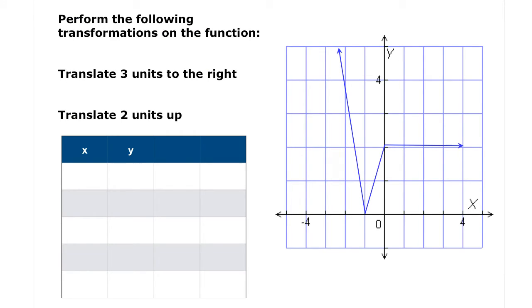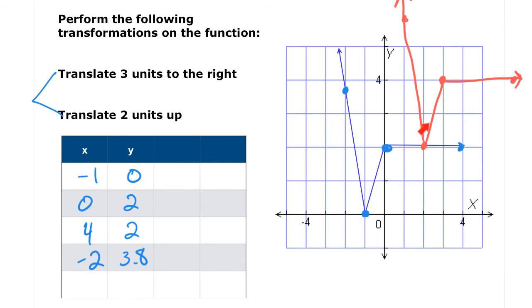We're going to be translating this function 3 units to the right and 2 units up, and we're going to do those at the same time. So first thing I would do is find points on your graph that are going to be easy to use, and then for each point, move it 3 units to the right, 2 units up, draw your new function. Try it on your own, and start again when you're ready.